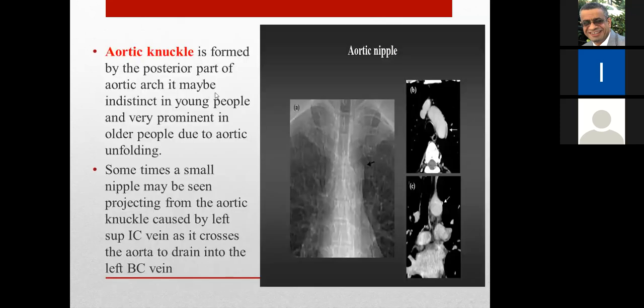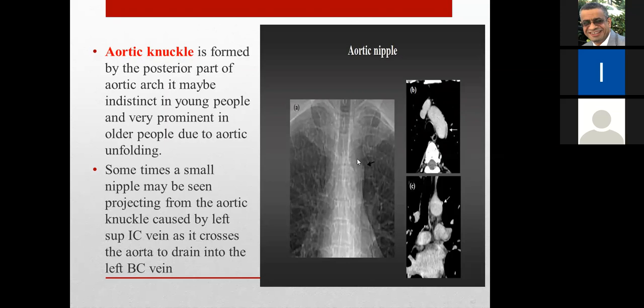The aortic knuckle is formed by the posterior part of the aortic arch. In young people, it may be indistinct, while in elderly, it is very prominent due to aorta unfolding. Sometimes a small nipple may be seen projecting from the aortic knuckle, caused by the left superior intercostal vein as it crosses the aorta to drain to the left brachiocephalic vein.